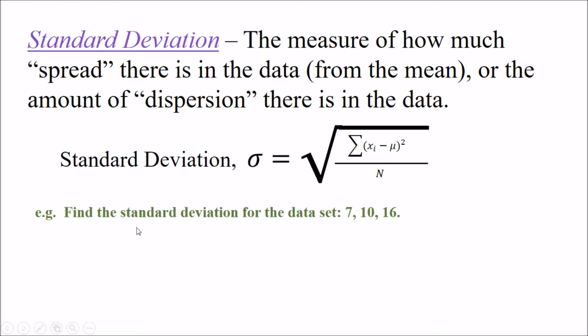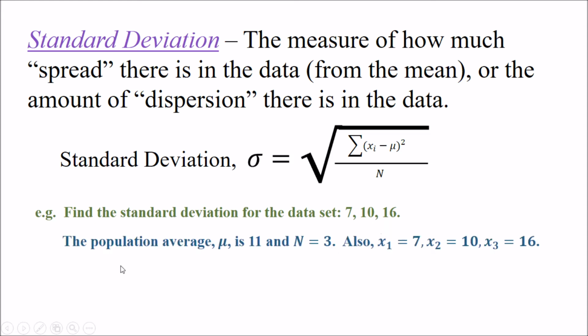Let's take a look at a specific example, and I think it'll be a lot more clear. Find the standard deviation for the data set 7, 10, 16. Well, first, we'd have to calculate the population average. I would add 7, 10, and 16 and divide by 3, and we get 11. So mu is 11. N is 3 because we have 3 data values. Also, x sub 1 is our first data point, that's 7. X sub 2 is 10, and x sub 3 is 16.